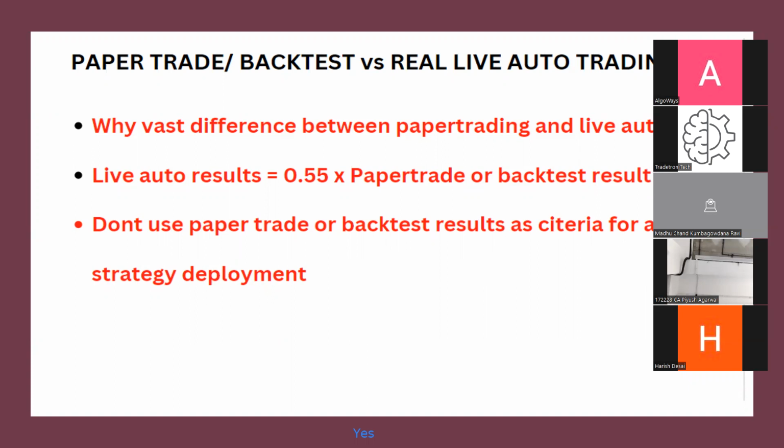So again, there will be a mismatch between these theoretical values of backtest and paper trade vis-a-vis live auto trading. This is something which we need to keep in mind. So we should not take paper trade results and backtest results as our criteria for selection of a strategy.